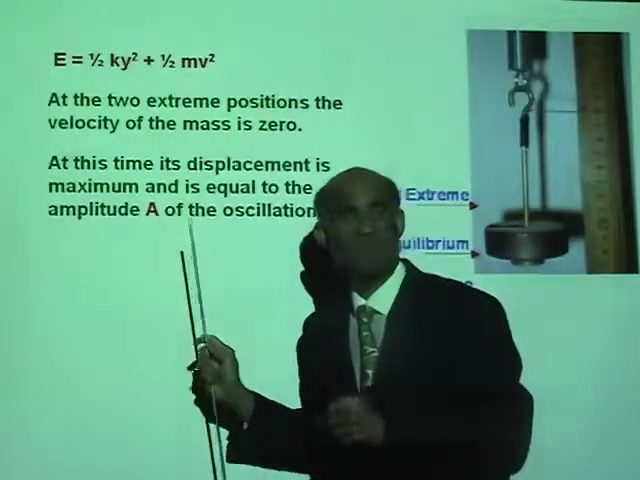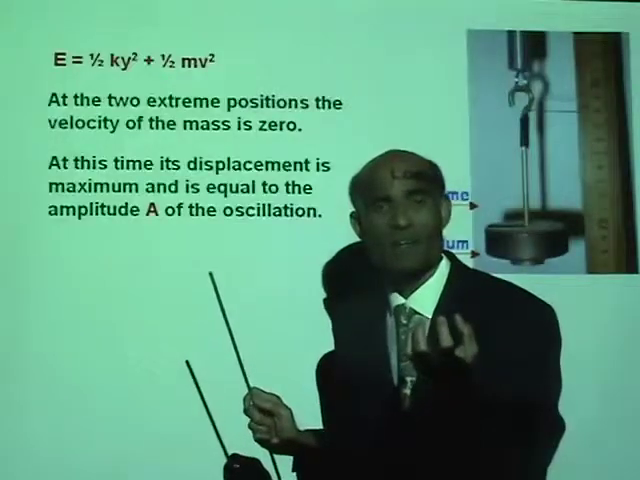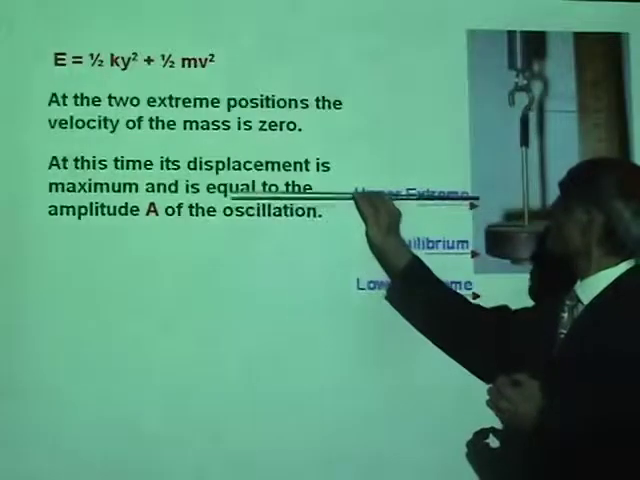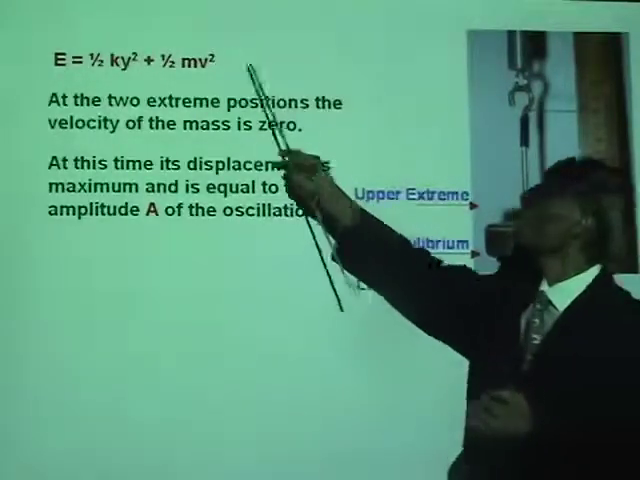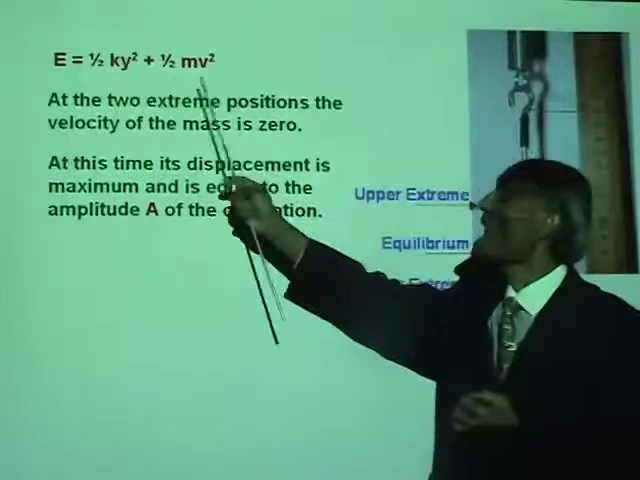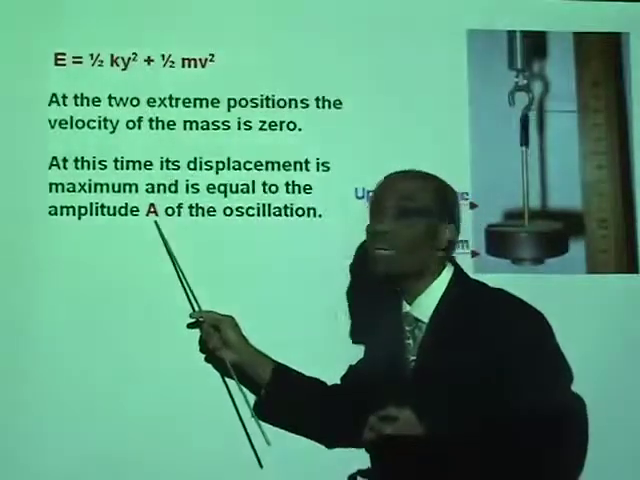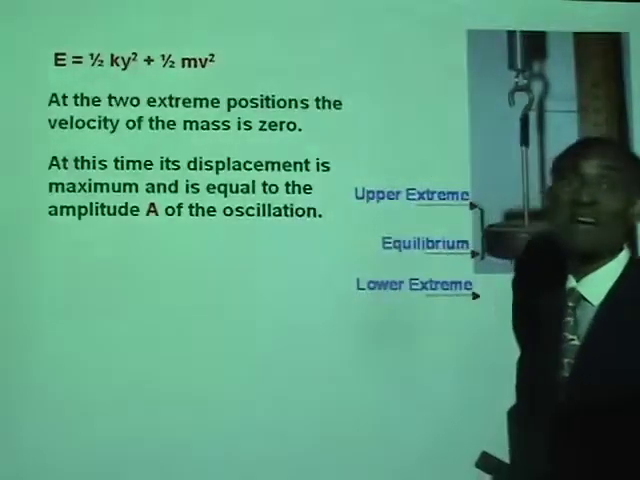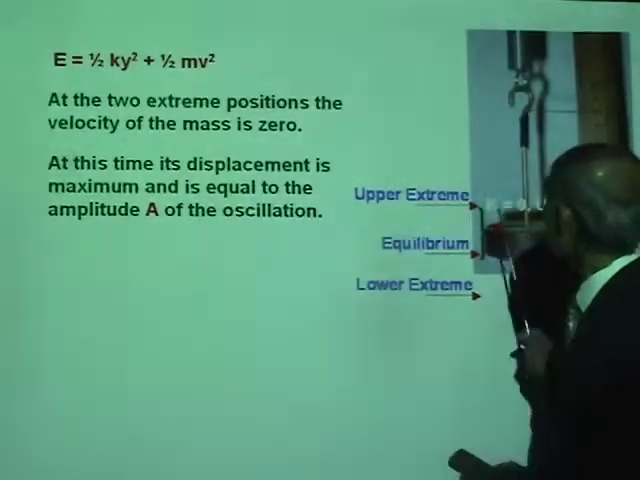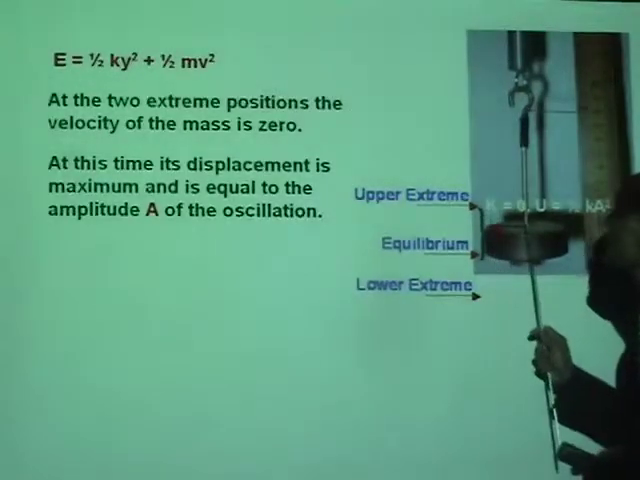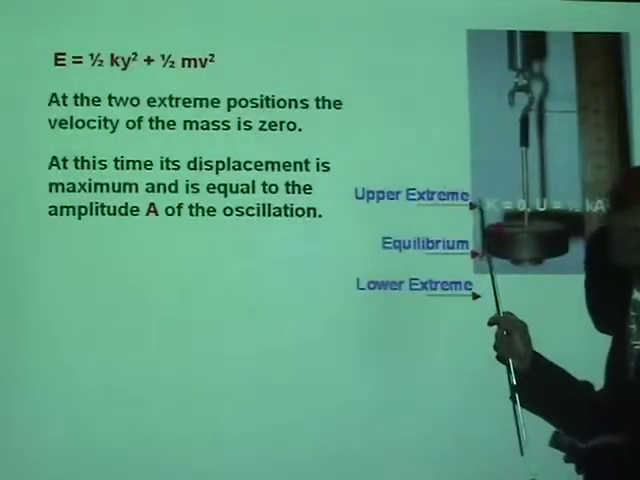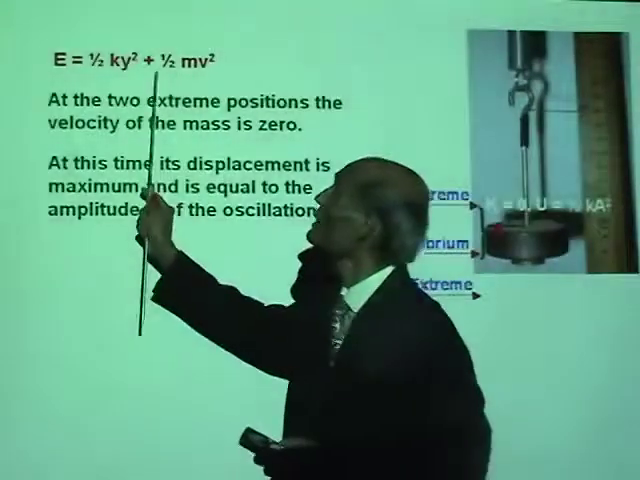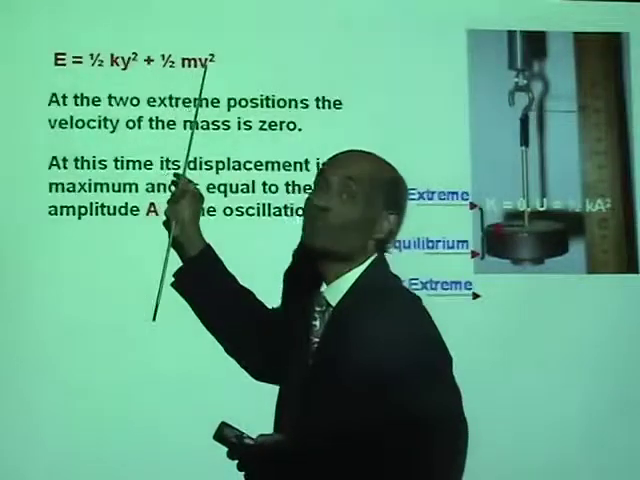What do you call the maximum displacement? There's a name for that. It's called the amplitude. So when the mass is at the upper extreme, its velocity will be 0 and its displacement y will be equal to A. Therefore, what will be the energy at that time? There, its kinetic energy will be 0. At the upper extreme, the kinetic energy is 0. The potential energy, look at this. This will be 0 because v is 0.